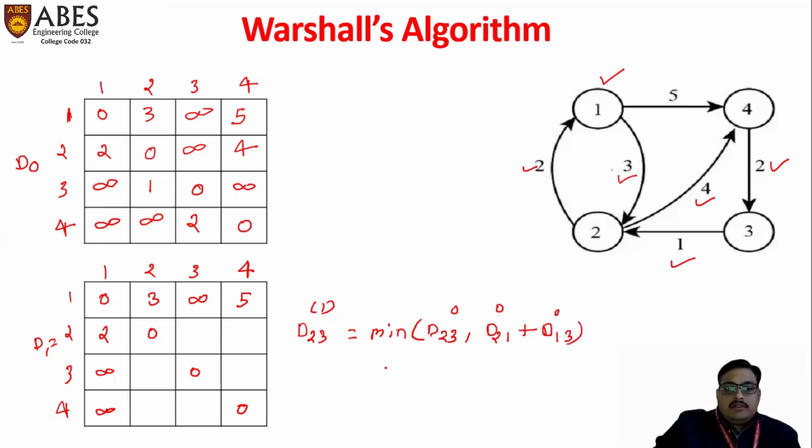Why we are taking this? Because we are going to find out 2 to 3, and 1 is the intermediate node. So if there is 2 to 1, there is the path from 2 to 1, that is the cost associated with 2 to 1, and 1 to 3. So if you add these values, C1 plus C2.